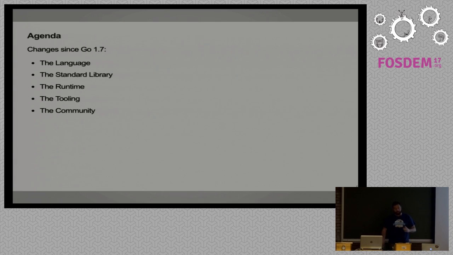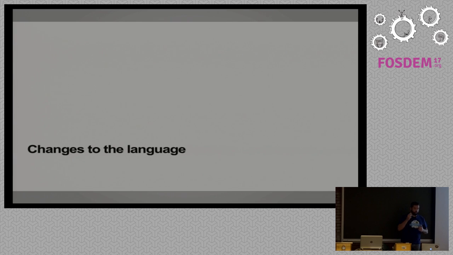We're going to be talking about a bunch of things. I have a lot of slides and not that much time, so I will not get too much into detail of the things, but just to give you an idea of what are the cool things that are coming on. We're going to be talking about all the changes to the language. There's one. Then all the changes to the standard library, the runtime. There's a lot of cool things in the runtime going on. The tooling, and finally the community.